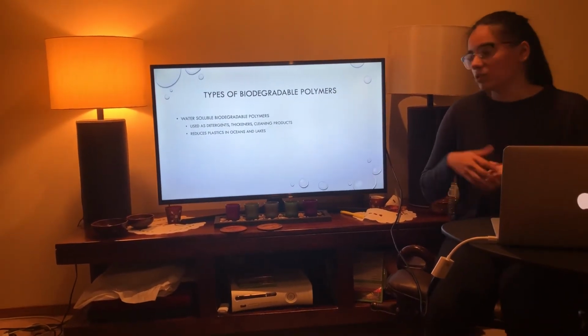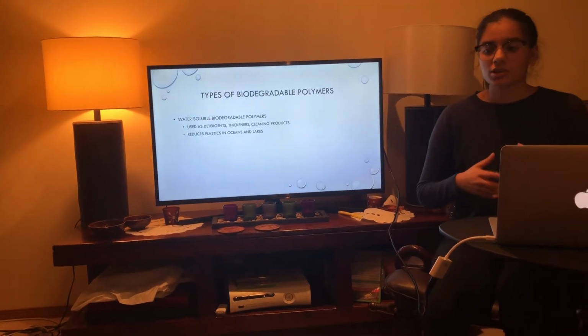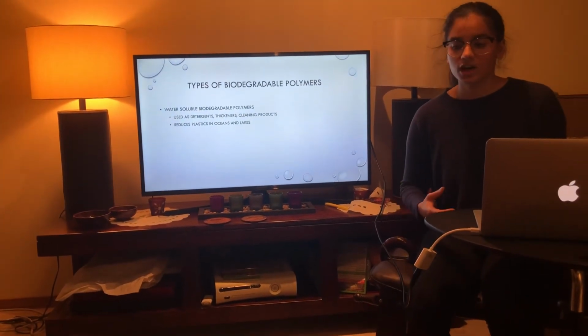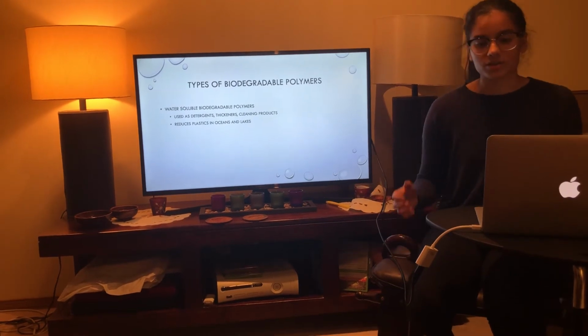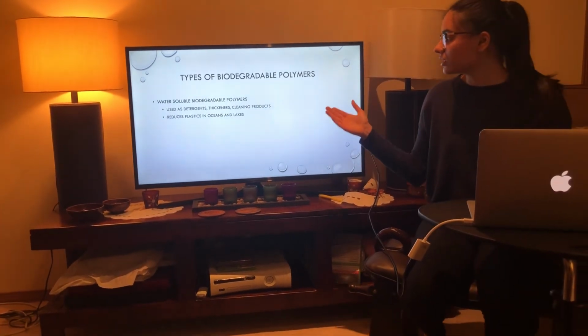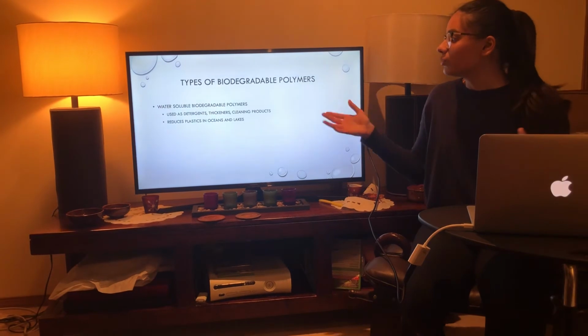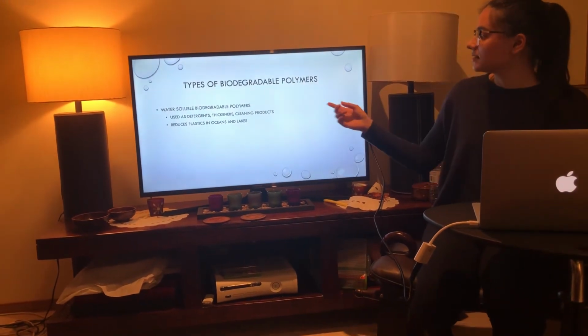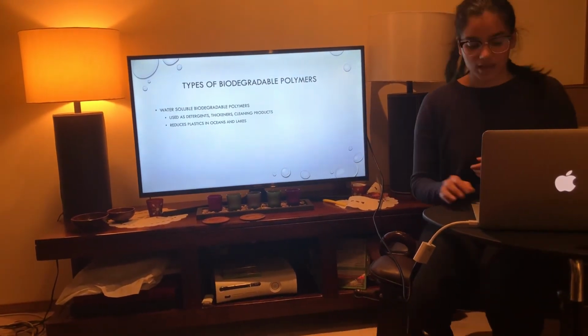And then you have your water-soluble biodegradable polymers, and these are really important because a lot of the plastics that we use in our environment are ending up in our lakes and rivers and oceans. So these are really important because they will just disintegrate in water, and these are used as detergents, thickeners, and cleaning products.